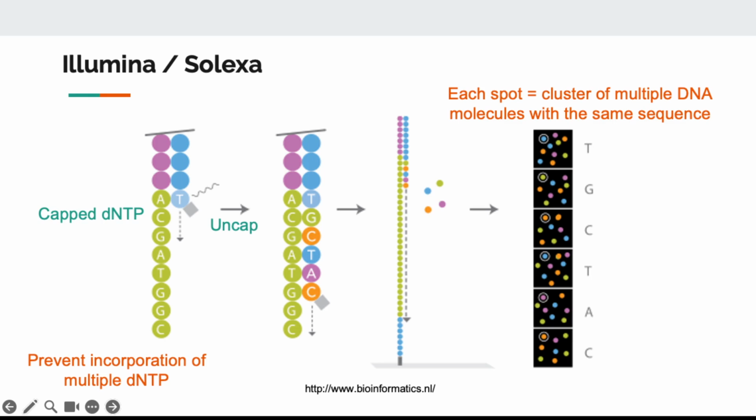Once we align all these images together and focus on a certain position, we can read out the sequence to be T, G, C, T, A, and C. So the color tells us which nucleotide, and the position on the image tells us that these are from the same DNA molecules from the same location.